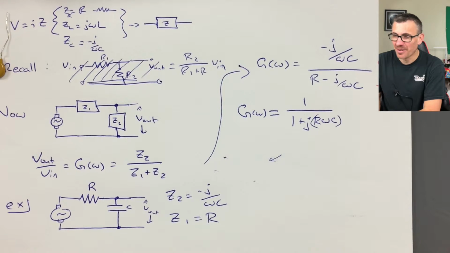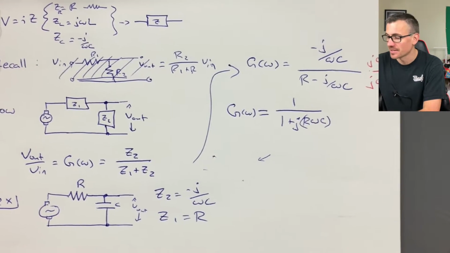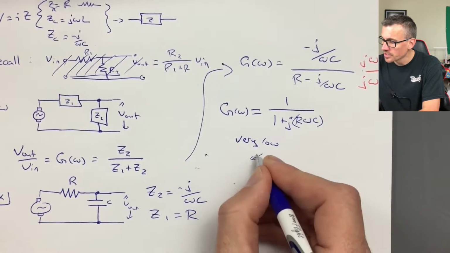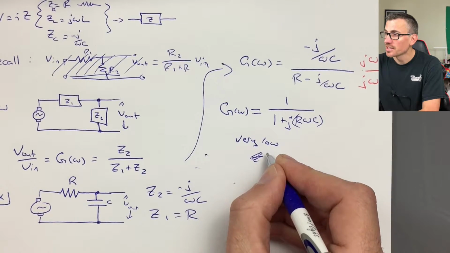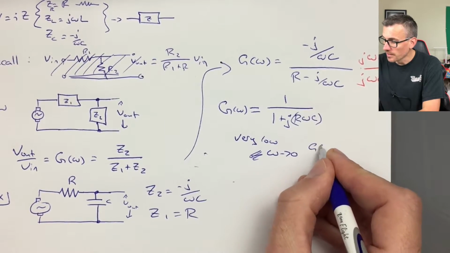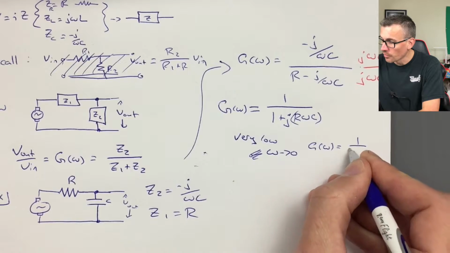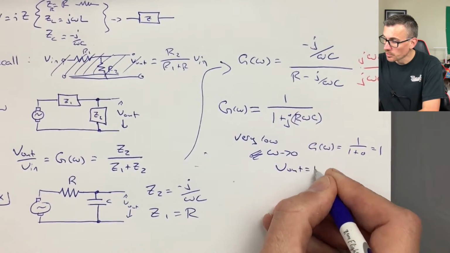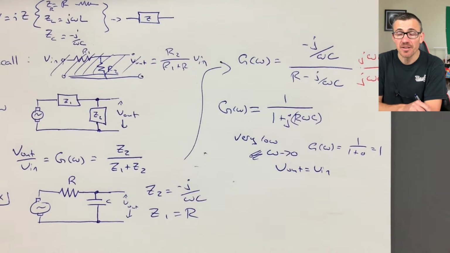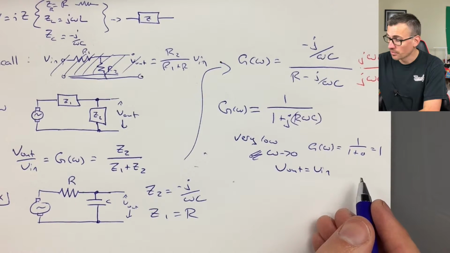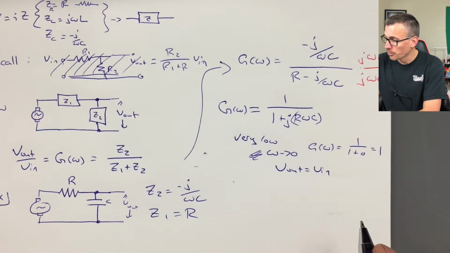Let's see if we can understand it now. We've done all the math. We just need to do a bit of the physics and think about the limiting cases. So for very low frequencies, let's just say that omega goes to 0. Well, G of omega, in this case, is going to go to 1 over 1 plus 0, or 1. V out equals V in. Okay, easy enough. So in this case, we have V out equals V in, and everything gets through. We basically get out what we put in.